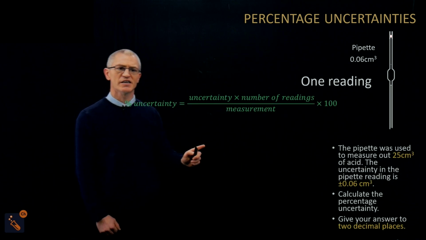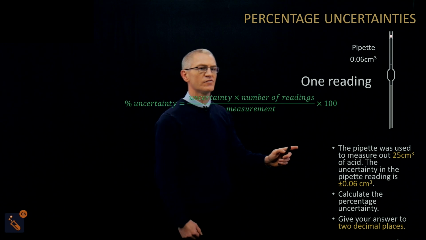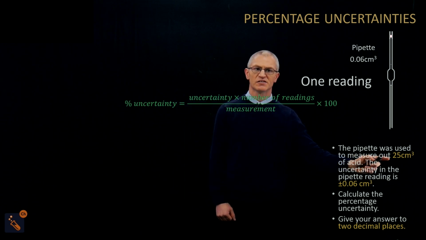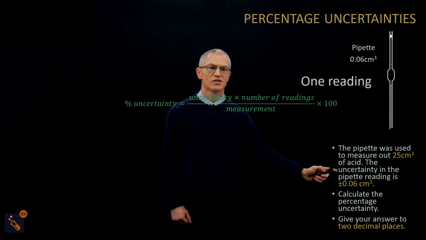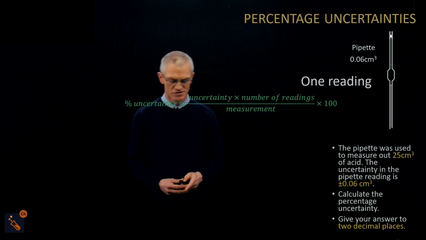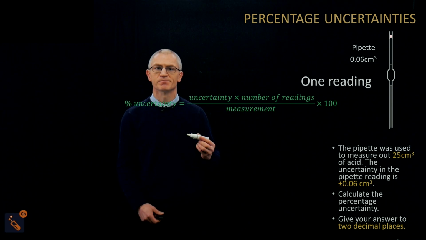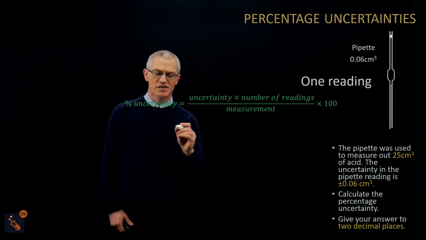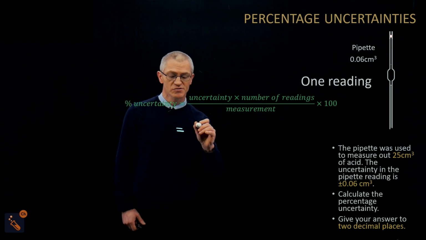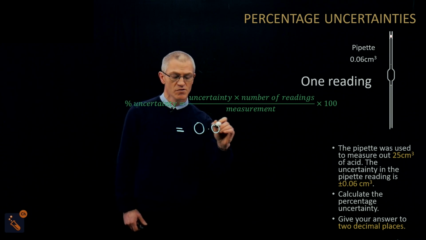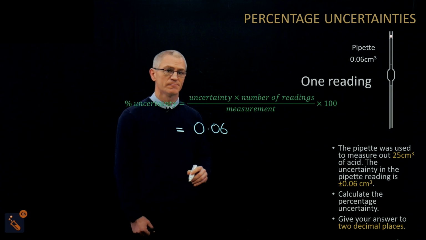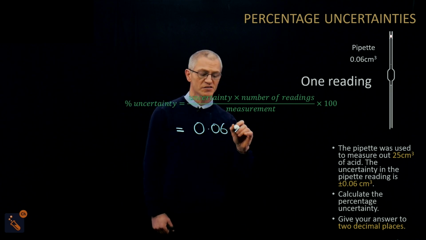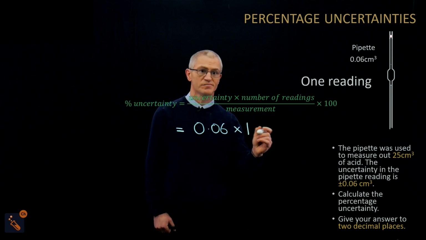And let's actually do our calculation. Notice, if you look over here, you can see that everything that we're going to use is highlighted in orange. So we've got 25 centimetres cubed as our measurement, and we've got our uncertainty of 0.06, and it's to 2 decimal places. So all we have to do then is go, right, we are going to calculate. Our uncertainty, as we said, was 0.06. We know the number of readings. The number of readings is 1.